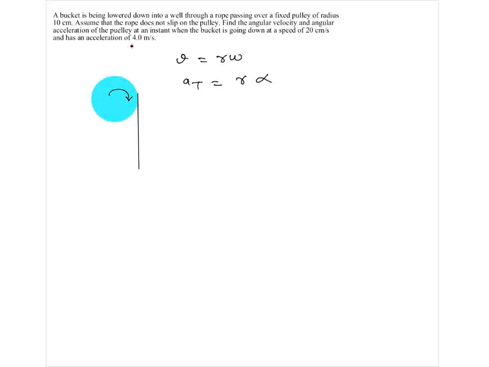The bucket has this much acceleration and no slipping is taking place. So this particle of the pulley also has this much acceleration. Alpha is given, R is given. A tangential is given 4. R is given. Alpha can be found out. Two radians per second and 40 radians per second square.